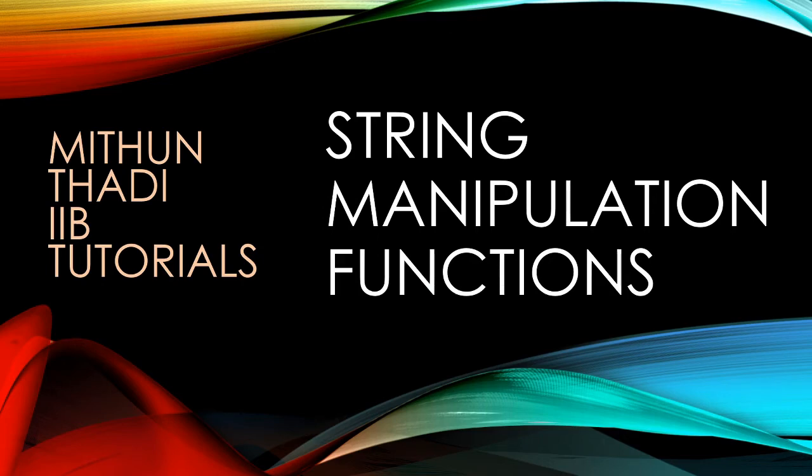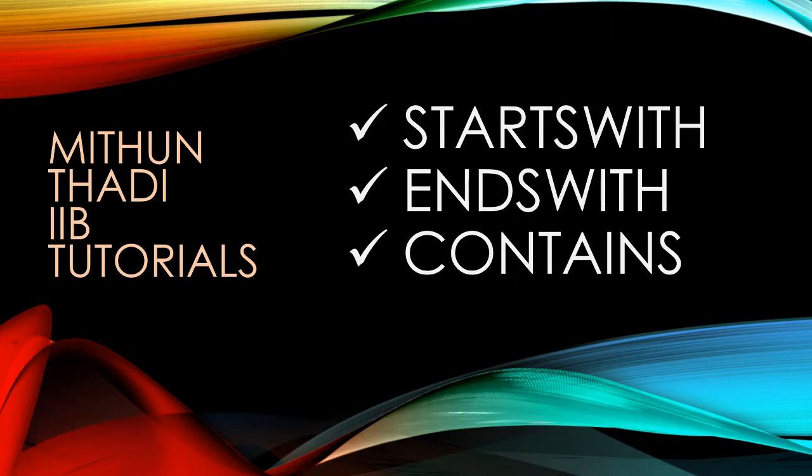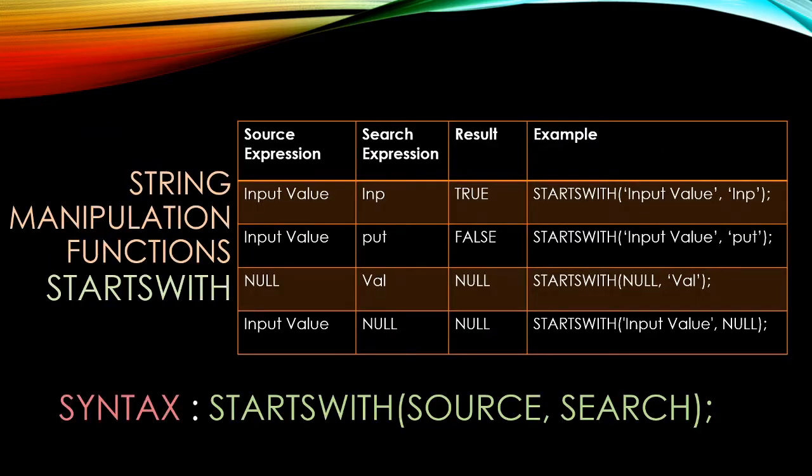So we are going to look into string manipulation functions of ESQL today. I'm going to cover the STARTSWITH, ENDSWITH and CONTAINS functions of string manipulation in this video because these three are having a very similar syntax. The syntax goes like this for all three of them: the function name, which is either STARTSWITH, ENDSWITH or CONTAINS, and then the source string, and then the search string. So the STARTSWITH function syntax is STARTSWITH, the source expression and the search expression.